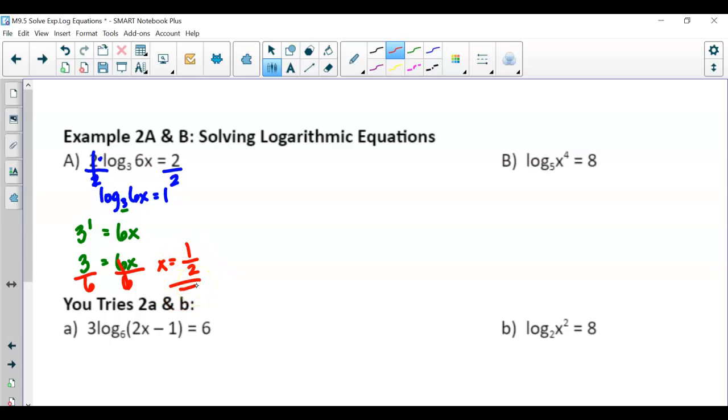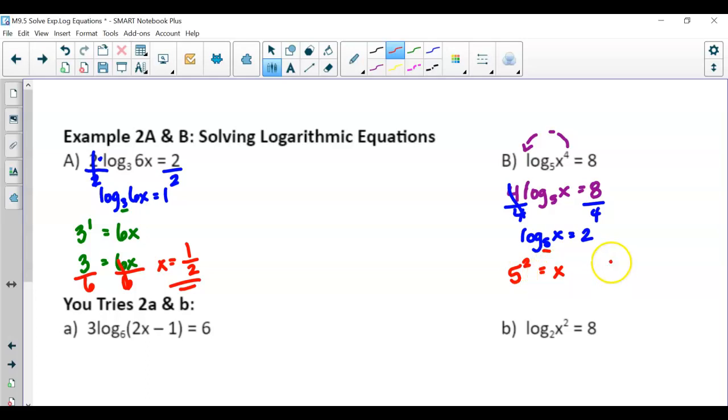Then here, I'm now going to use the property where if I had an exponent, I could bring it down to condense. So here I've got 4 times log base 5 of x, which is equal to 8. Again, you're multiplying the log by 4, so now I'm going to divide by 4. Log base 5 of x is equal to 2. Then now we convert. So base 5, 5 to the second power is equal to x. So that means x is equal to 25.